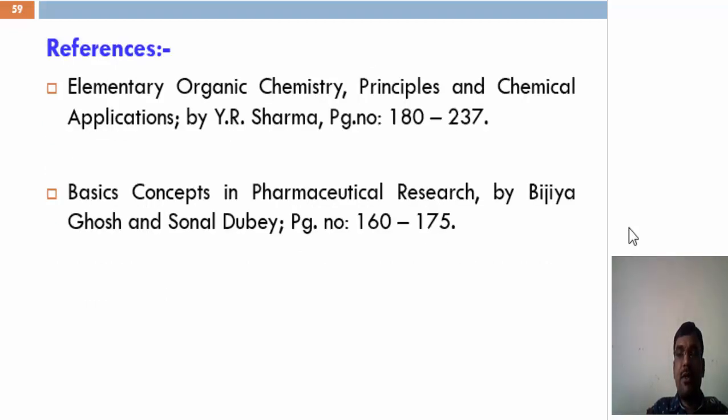There are some reference books that we have used, that is Y.R. Sharma, second one is P.S. Kalsi, and third book is Vijay Ghosh and Snehal.